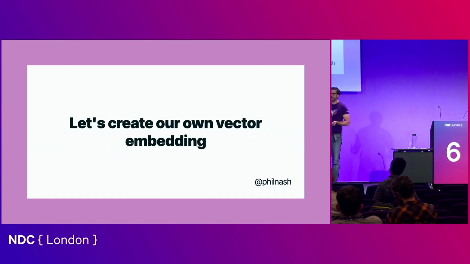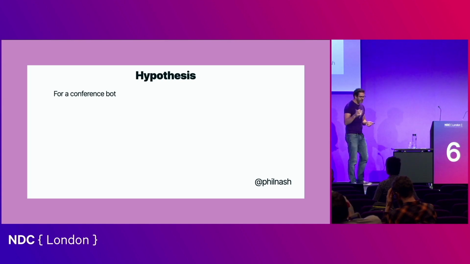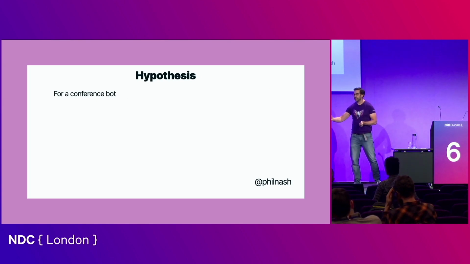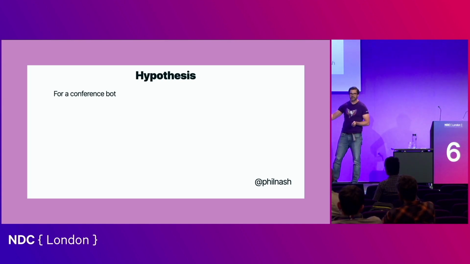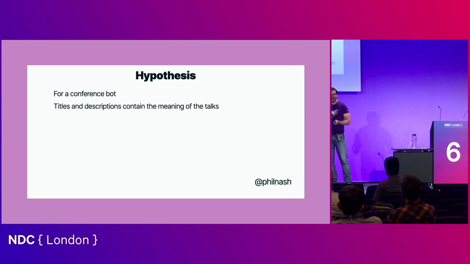There are different ways to create them, but I wanted to start this early part of the talk by creating our own version of a vector embedding. Honestly, the first time I saw this kind of thing, it really helped it click into my head what was going on. Our hypothesis is that if I want a chatbot in which I can ask about this conference, the titles and descriptions of the talks going on at the conference contain the meaning of those talks, at least an abbreviated meaning.